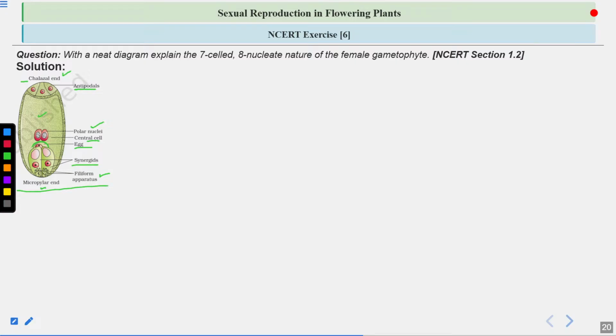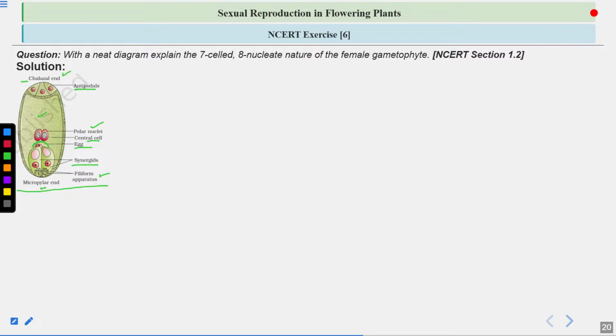Now what is the ploidy? I'm asking a different question from this particular question. What is the ploidy of each cell? What is the ploidy of the antipodal cell? Of the central cell? Of the egg? Of the synergid? All are having n number of chromosomes, meaning haploid. They all are haploid because they have developed from one functional megaspore, and that functional megaspore was haploid.